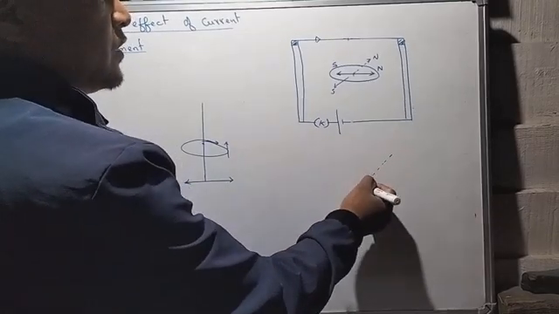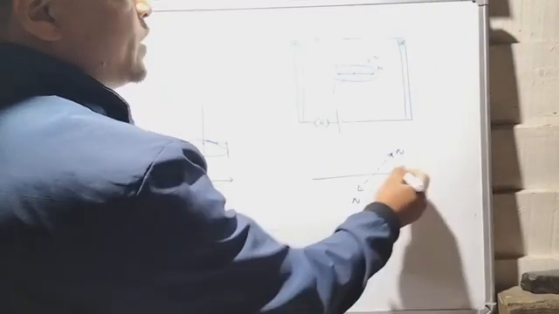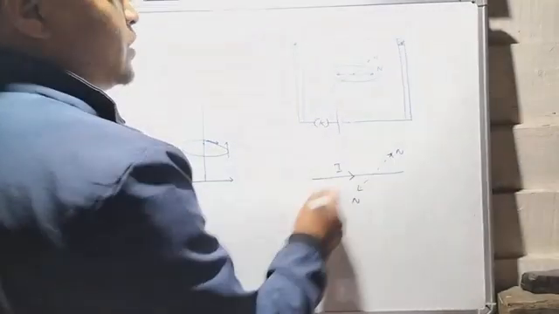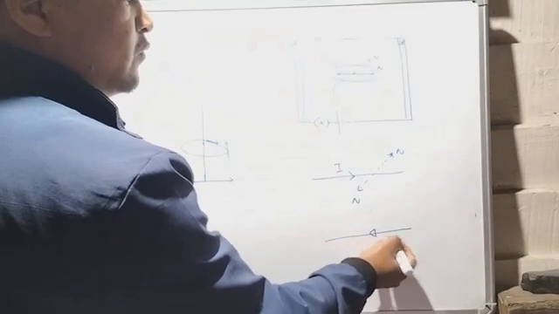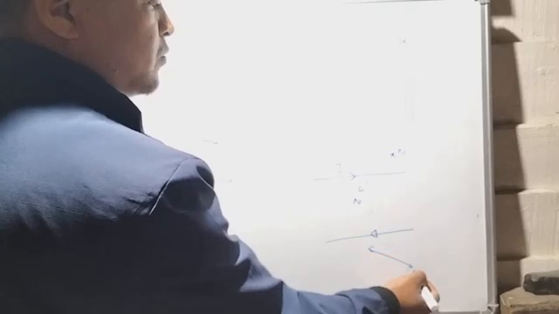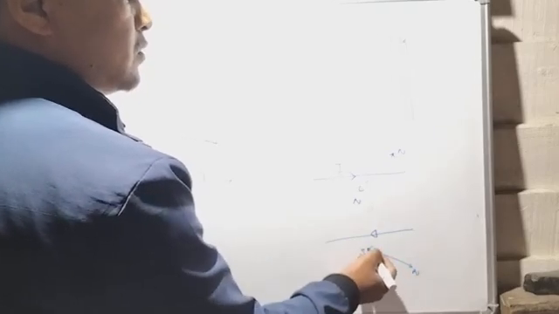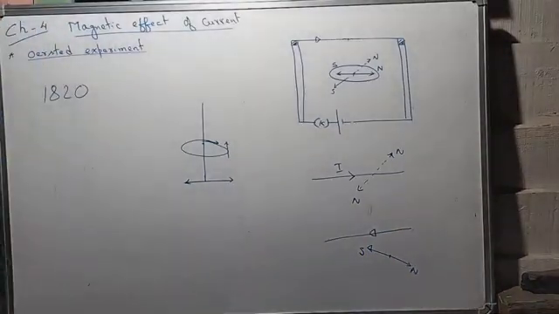Before, it is deflected in this way, this is North Pole, this is South Pole, when the current is going from left to right. But when the current is flowing from right to left, then the needle goes like this, where the North Pole comes here and the South Pole goes there.